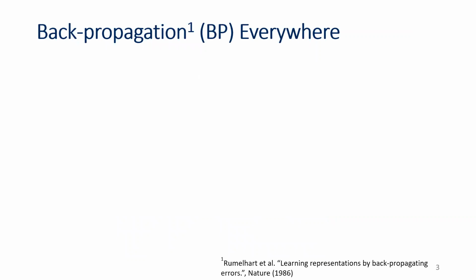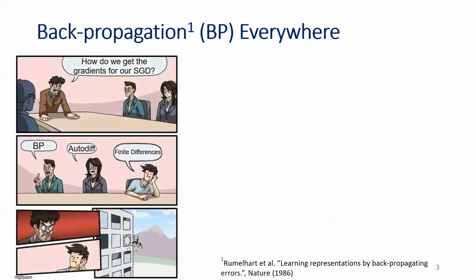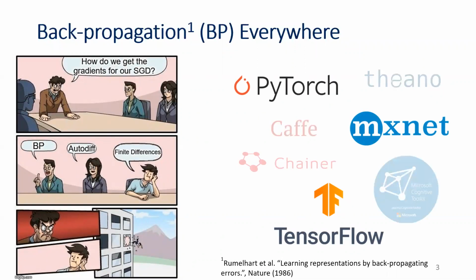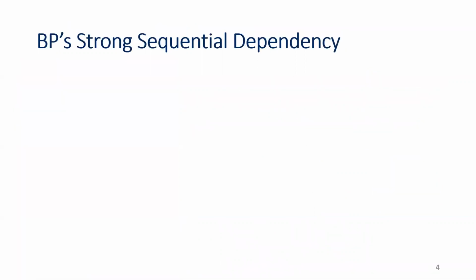Let's look at some background starting with BP. BP is used during training specifically for providing the gradients to almost all well-known first-order optimizers such as SGD and Adam. It has been implemented in almost all modern deep learning frameworks such as PyTorch, TensorFlow, and MXNet. However, despite the popularity, BP still has a fundamental problem, and let me explain what it is.